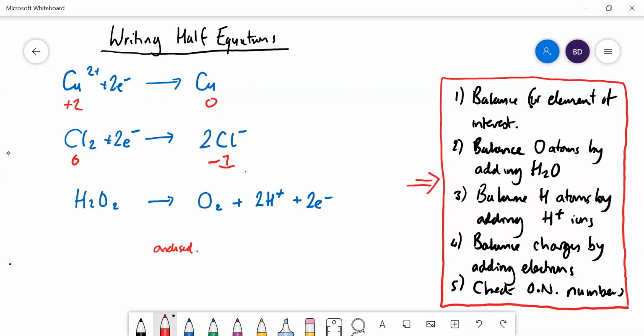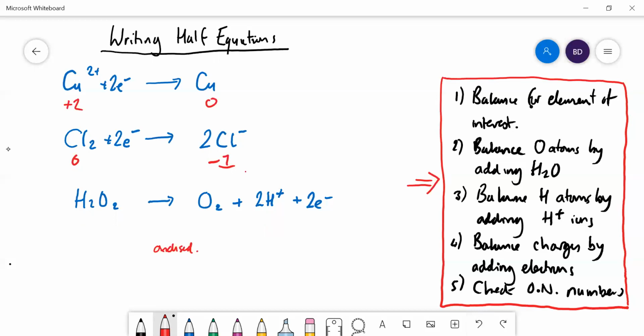Some people might be tempted to write, instead of that, they might be tempted to put H2 or something in there. Now that wouldn't be a half equation because we've broken one of the rules. We've changed the oxidation number of 2 elements there. The hydrogen is +1 and it's gone to 0 there, as well as the oxygen. So that is not a half equation. So that is definitely wrong. Okay, so you never do that.